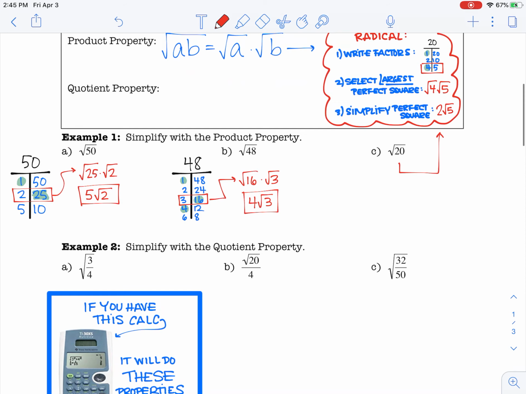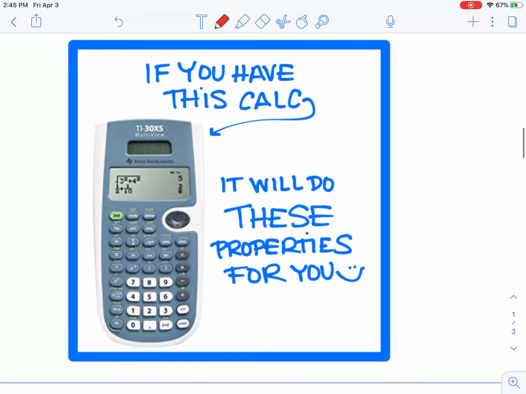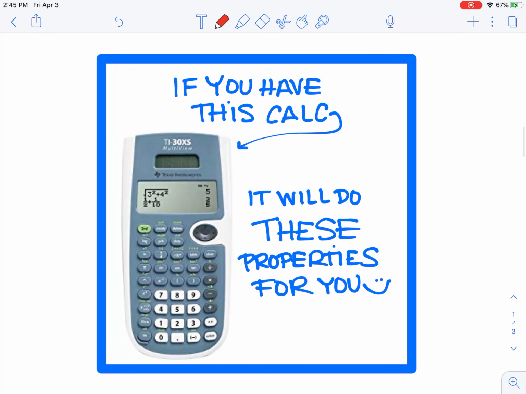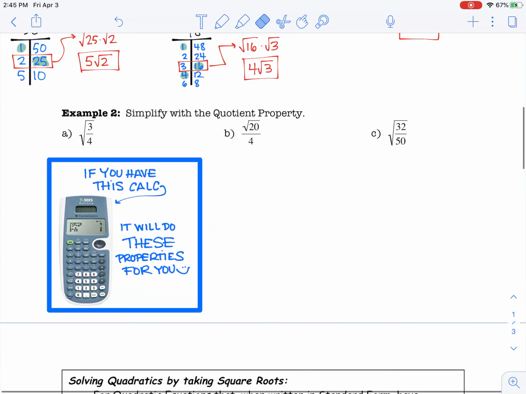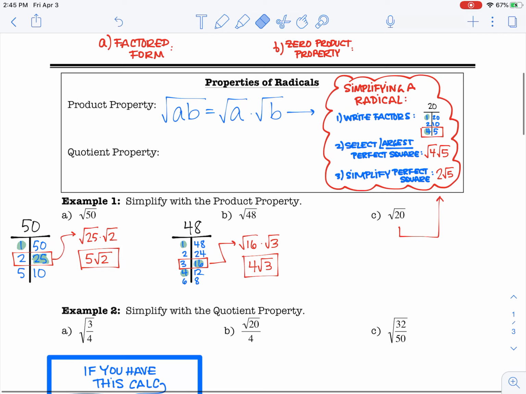Now, in case you're wondering, does my calculator do this? Hopefully it would have already happened if you already had it out. But it's this calculator here. They have you get it in 8th grade. If this is the calculator you have, it should simplify radicals for you. If you need it to go to the decimal form instead of the radical form, there is a button located right down here that allows you to go back and forth between your exact and your approximated answers.